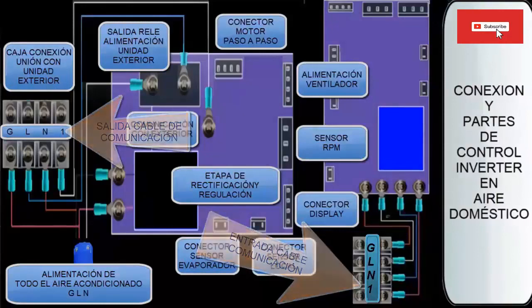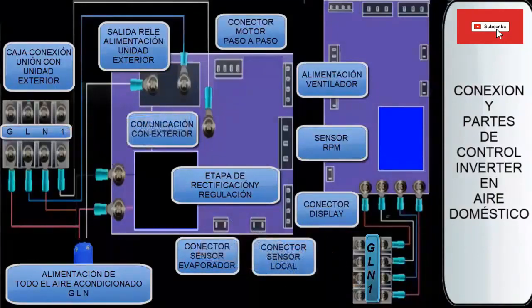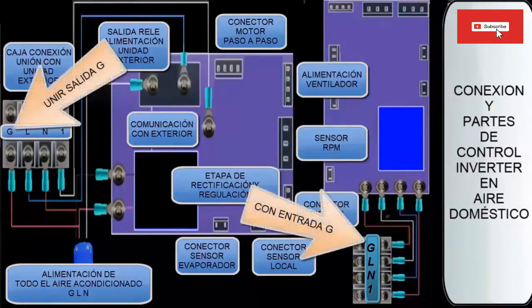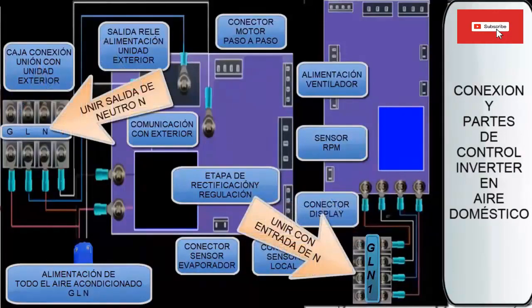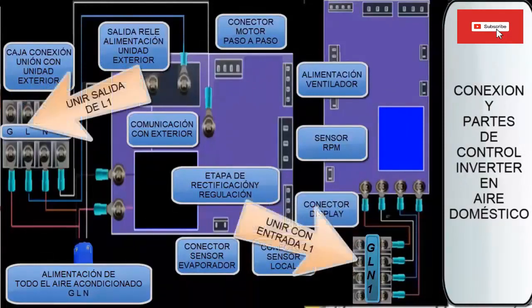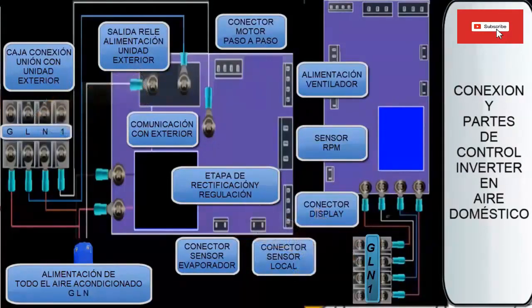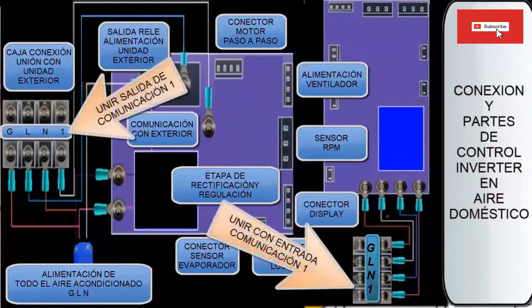The connections that the technician will make in an installation are only the external connections. These external connections are: join this ground point with this ground point of the outdoor unit box. Now we are going to join this neutral point with this neutral point of the outdoor unit box. Finally, we are going to join this signal or communication point with this communication point of the outdoor unit box.